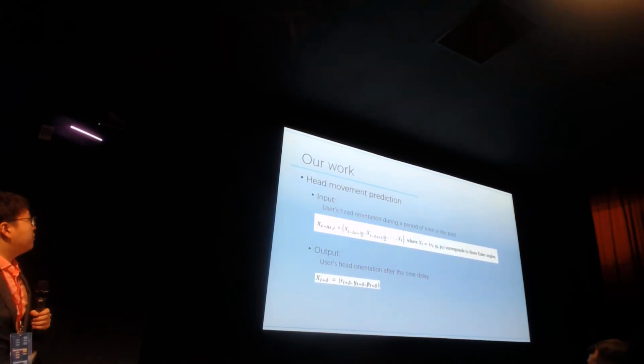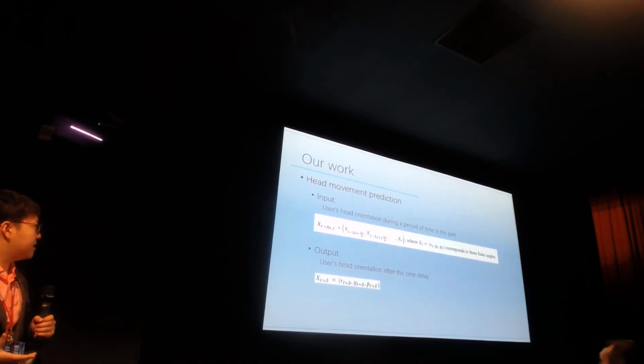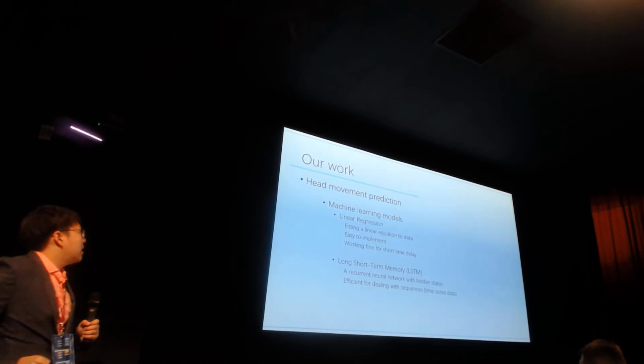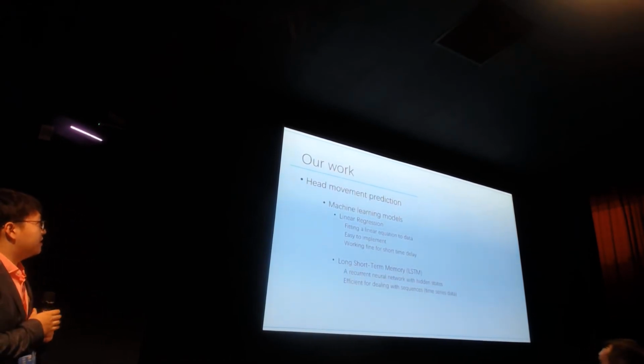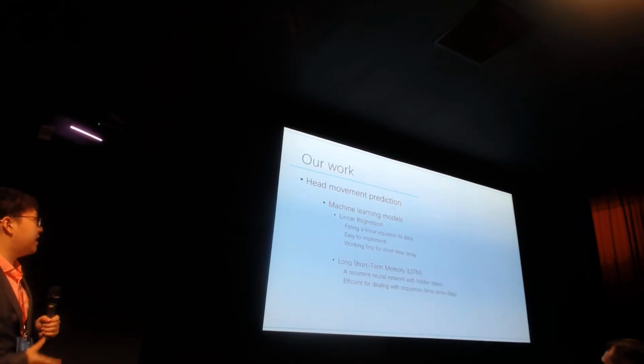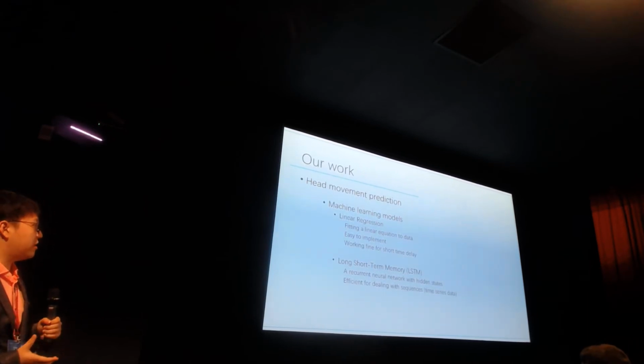In this model, our input is the user's head orientation during a period of time in the past, and the output is the user's head orientation after the time delay. We use two models. First is linear regression, which is easy to implement and works fine for short time delays. Then we also use long short-term memory, because it is quite efficient for dealing with sequences, especially in our situation, where the data are time series data.